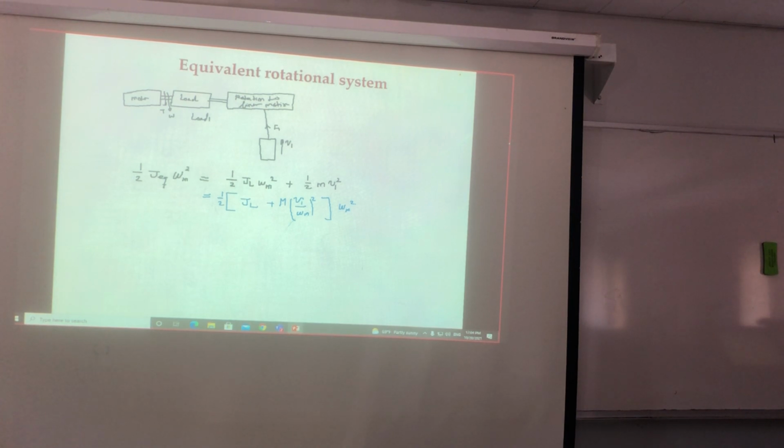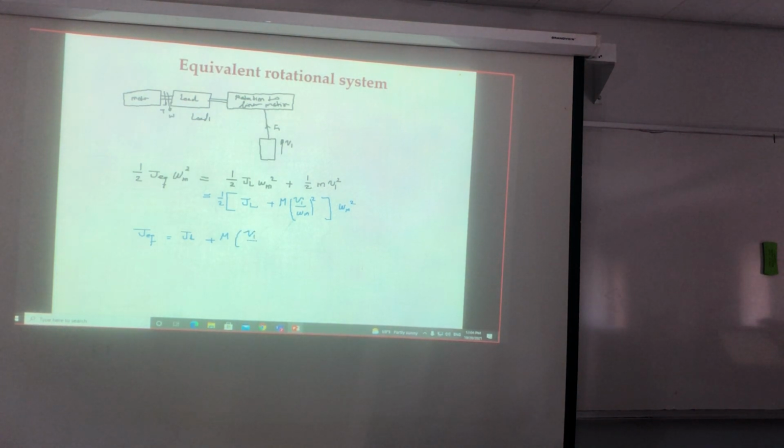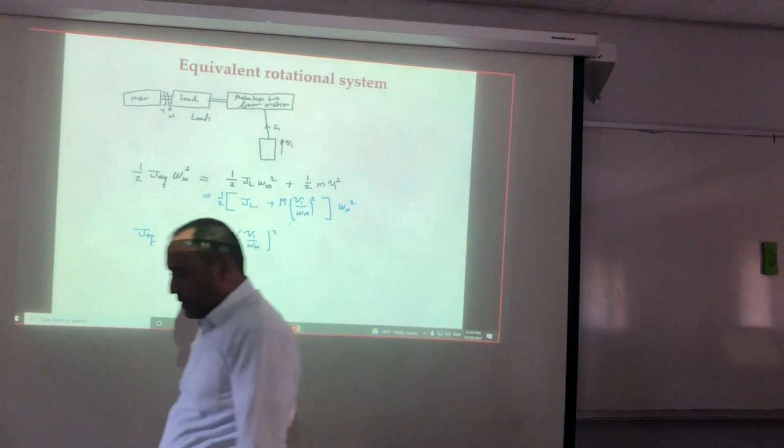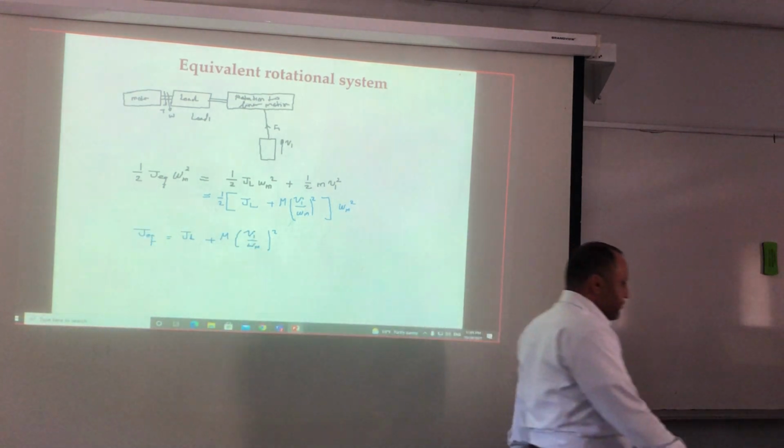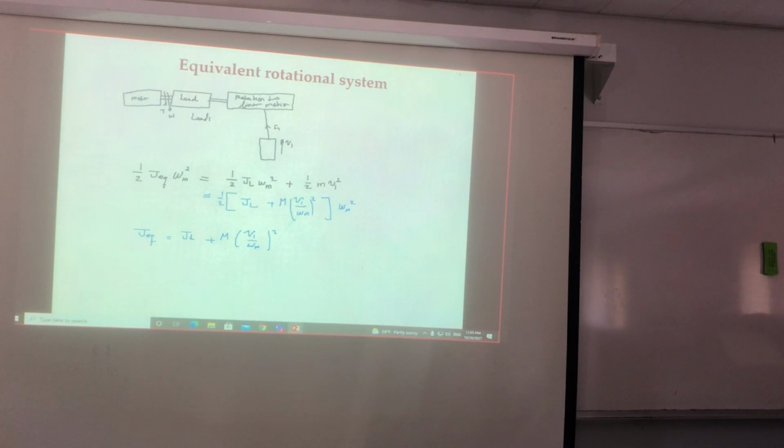So simply now I can write J equivalent to be J of the load plus the mass multiplied by V1 over omega m squared. Of course, I can find the ratio using the information from rotation to translation, but simply, let's convince ourselves about this equation. It's good? The same thing I can do to find the viscous friction.